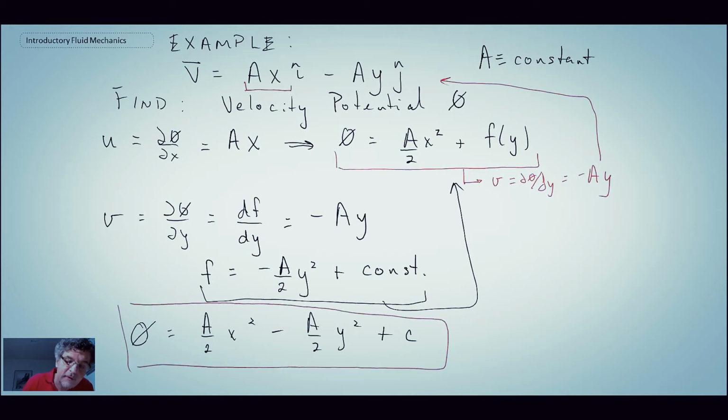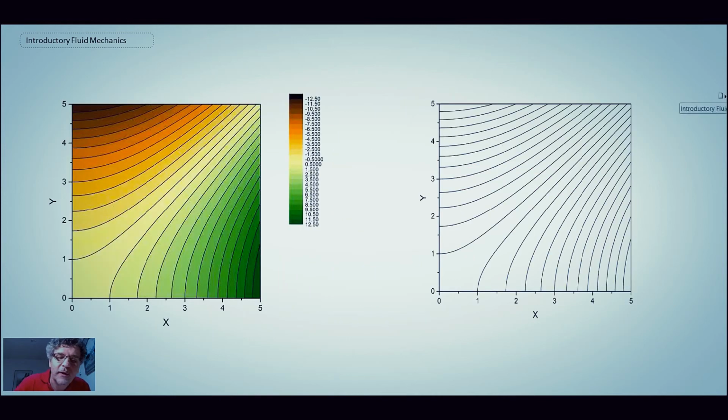What I'm going to do now is show you contour plots that have been generated with a equals 1 and the constant equal to 0. And so the velocity potential function, when you do that, looks something like this. So this is for phi equals a, actually it would be 1 over 2 because I've substituted 1 for a. So we have 1 over 2 x squared minus 1 over 2 y squared and plus 0 for our constant.